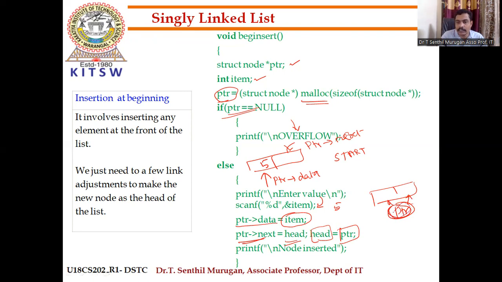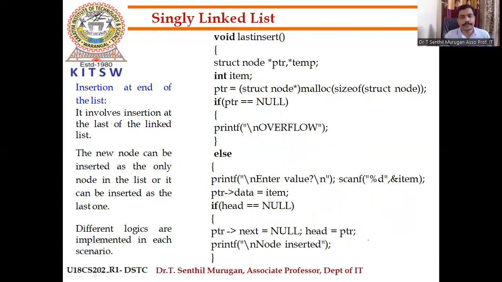So this address is stored to head. Okay. So head will be assigned this value. So what is the meaning? Now head is pointing to this node. Okay. This is node inserted at the beginning, when we insert at the first location. So that is the case we have to check.